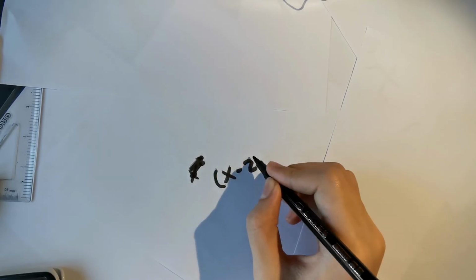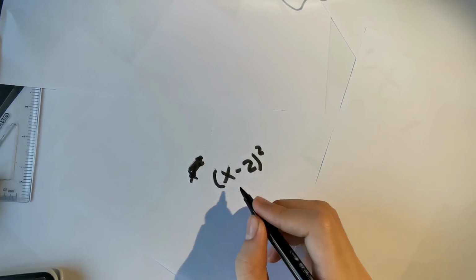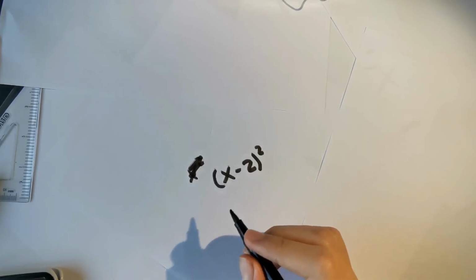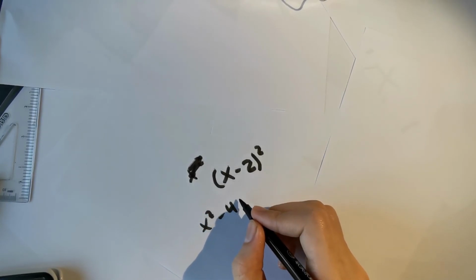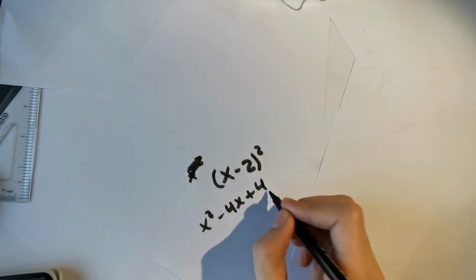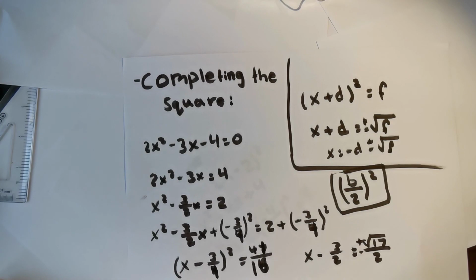Why did we add b over 2 squared to both sides? This is because if you have a complete square, which is x plus a number squared, the c would always be equal to b over 2 squared. So we want to get a complete square, and that's why we add b over 2 squared to both sides. And so we get an answer of x equals 3 plus root 41 over 4, and x equals 3 minus root 41 over 4.